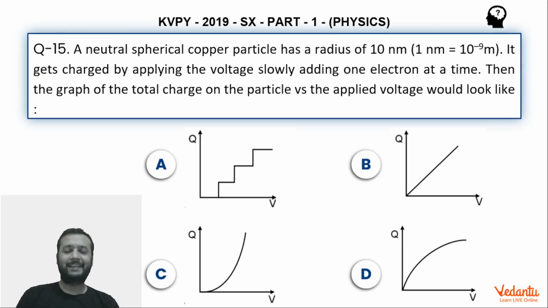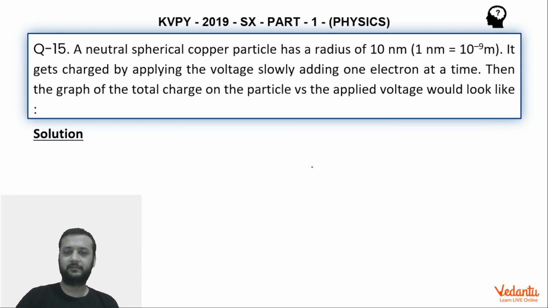Hi dear students, let's see this question that came in KVPY 2019 SX Part 1 Physics paper. This is a nice question from the topic of electrostatics. So let's see what's happening over here. Basically, we have got a neutral copper sphere whose radius is 10 nanometers.